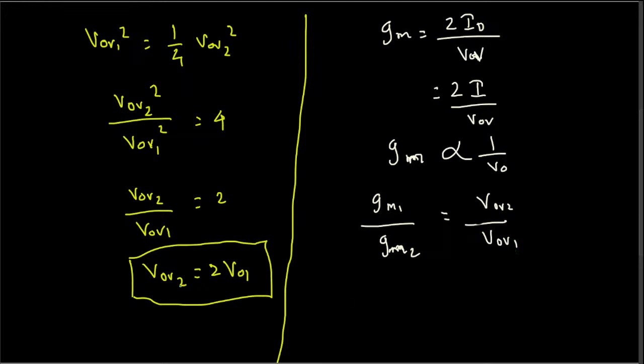And from the first one, we found out the relation between V_ov2 and V_ov1. V_ov2 is nothing but 2 times V_ov1. So instead of this V_ov2, we can replace that with 2 V_ov1 right here, V_ov1 divided by V_ov1. And here V_ov1 cancels, we get 2.